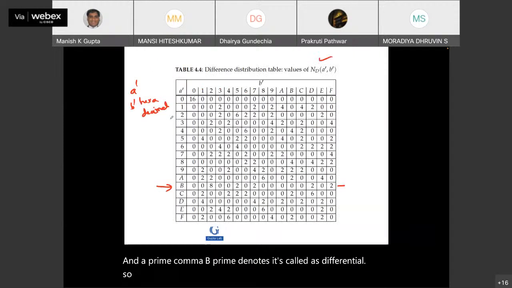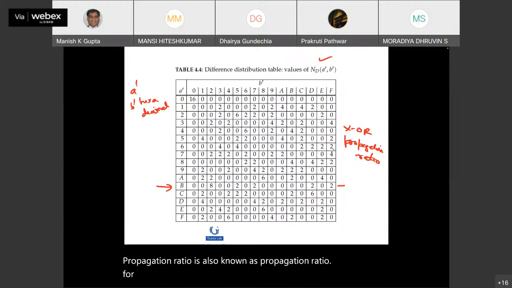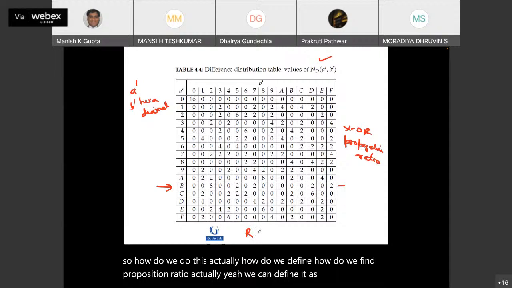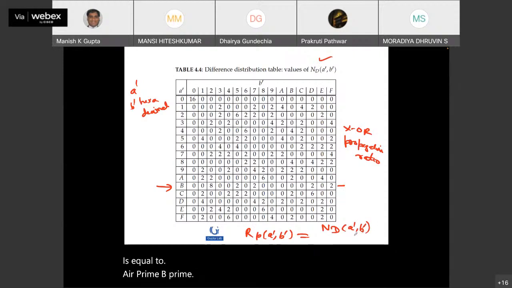Each entry in this table gives us the exclusive OR propagation ratio, also known as the propagation ratio, for the corresponding differential. How do we find the propagation ratio? We can define RP of A prime B prime as ND A prime B prime, from the difference table, divided by 2 raised to the power m.